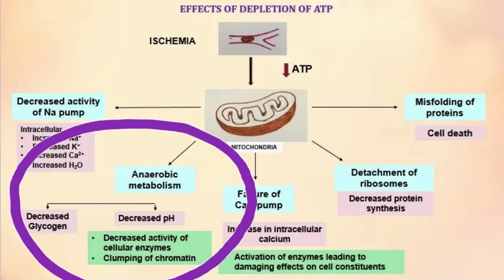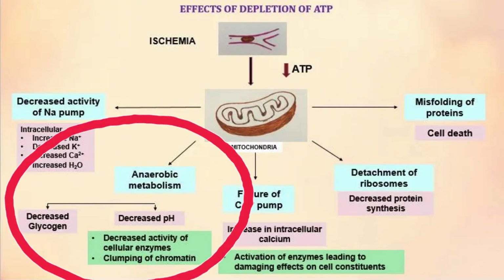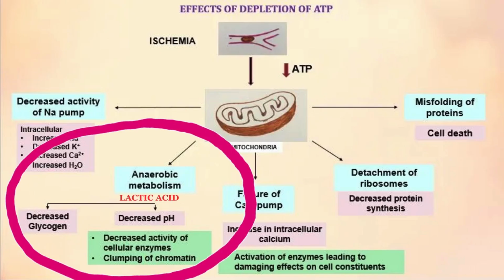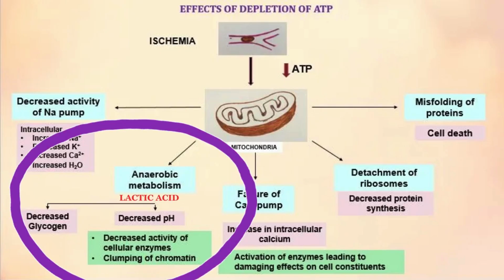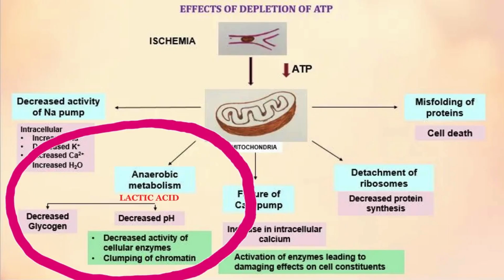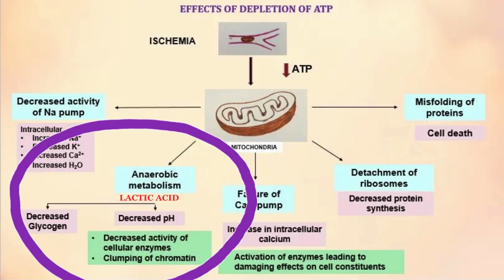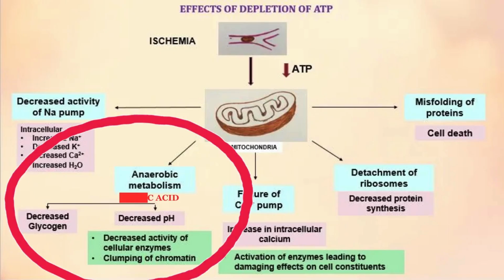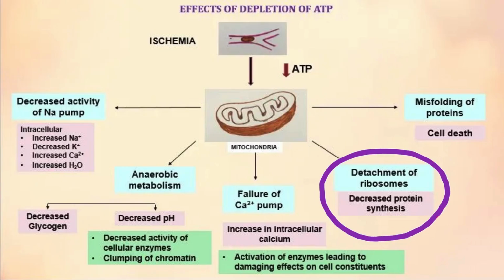Anaerobic glycolysis. The city switches to dirty emergency generators. This produces lactic acid. The cellular pH drops. Acid makes the nuclear DNA clump up, which is known as chromatin condensation. Ribosomes detach. The rough endoplasmic reticulum falls apart. Protein synthesis stops. The city can't repair itself.